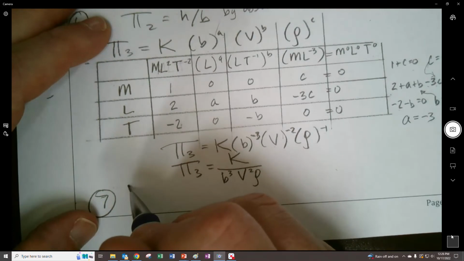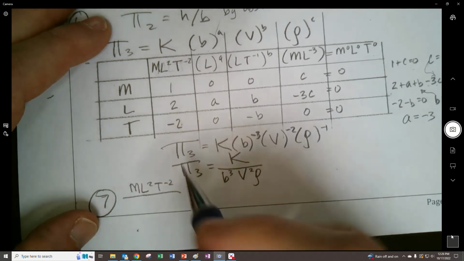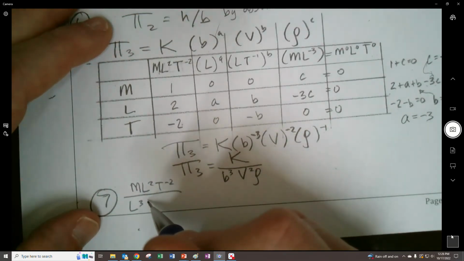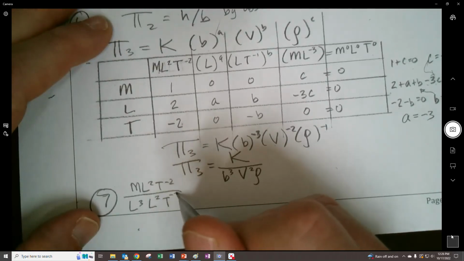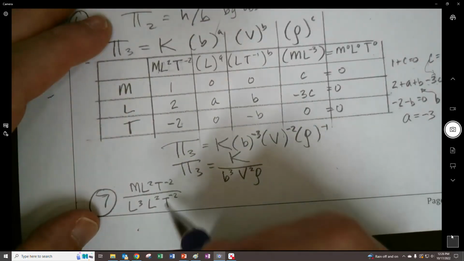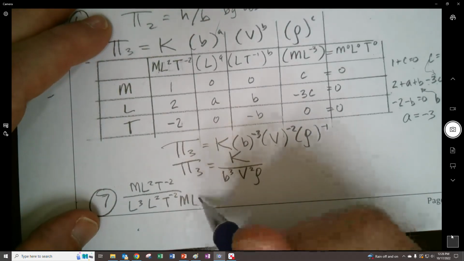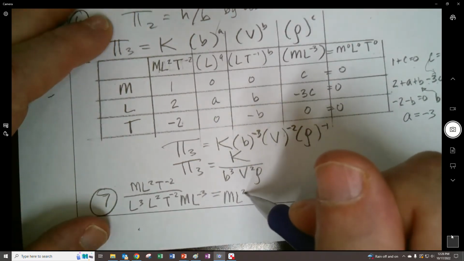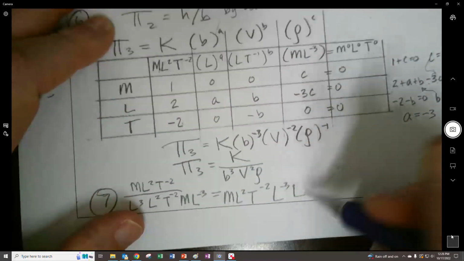So let's write this out. That's going to be ML^2T^-2 divided by L cubed, and then L squared T^-2, right? Because that got squared. And then M L^-3. I think it's going to help to write these out again, but now moving everything up here.